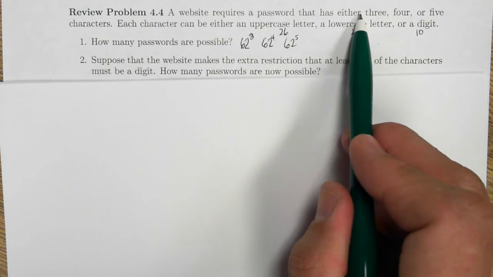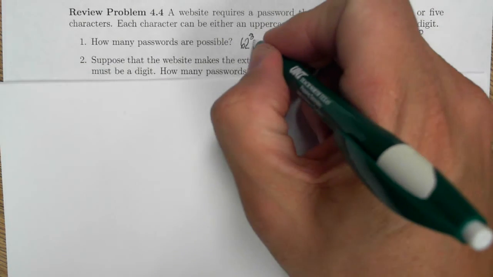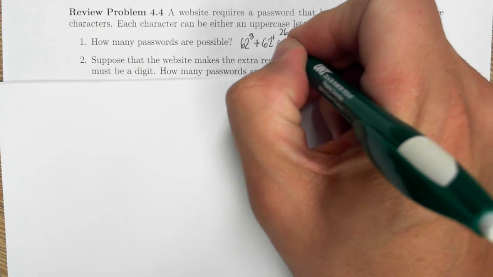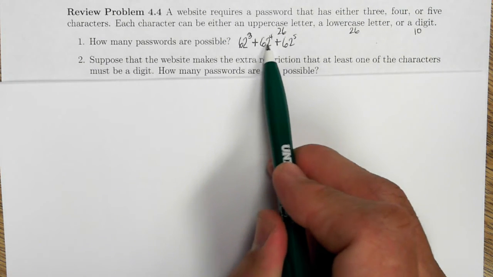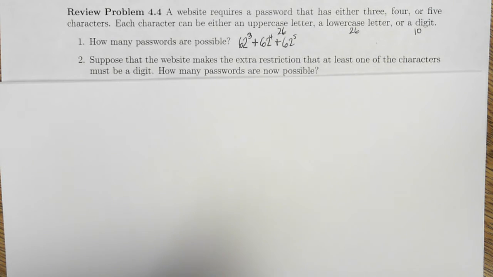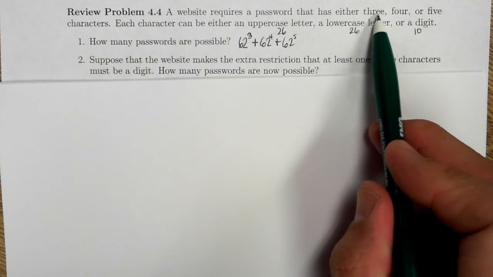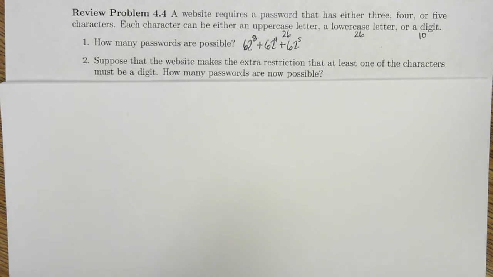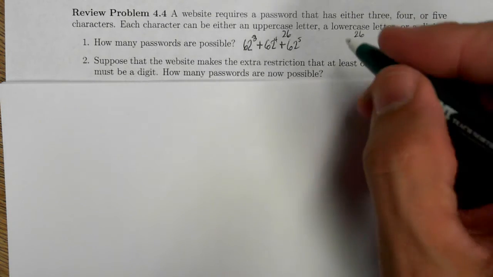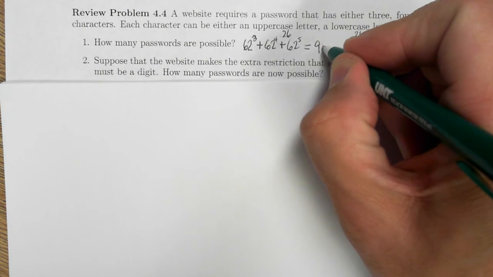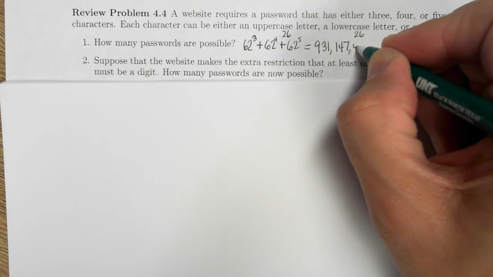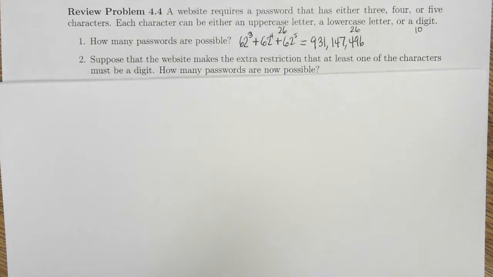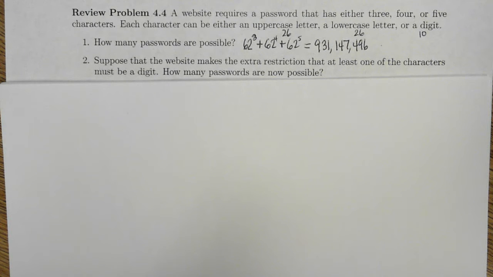Now, these are the 3 possibilities, so once again, by the sum rule, I can add these up, and that would be the total number of possible passwords. This would be the number of 3-character passwords, that's the number of 4-character passwords, that's the number of 5-character passwords, and so if I add these up, that would be the total number of passwords where the length could be either 3 or 4 or 5. Okay, so the answer to this, if you just plug into the calculator, and assuming I did the arithmetic right, is 931,147,496. So that would be the answer to part 1 of this.